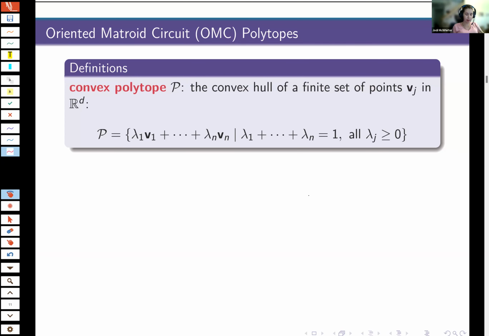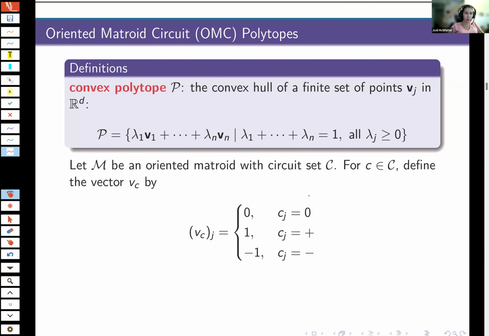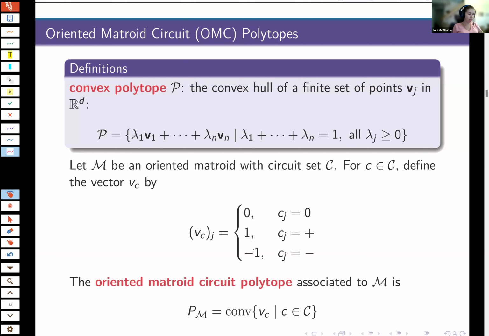So this is a definition of a polytope. And how are we building this polytope? What we're doing is we're taking these plus minus 0 vectors and turning all of the zeros, well, those are just going to stay at zeros. The pluses will become plus 1s and the minuses will become minus 1s. And once we have all of these together, then the oriented matroid circuit polytope associated to this matroid is the convex hull of all of those vectors that we get.